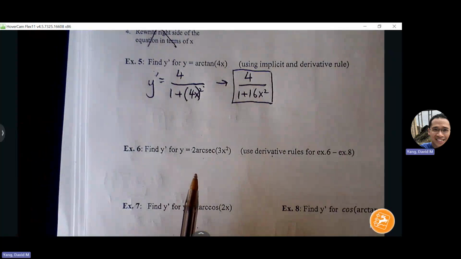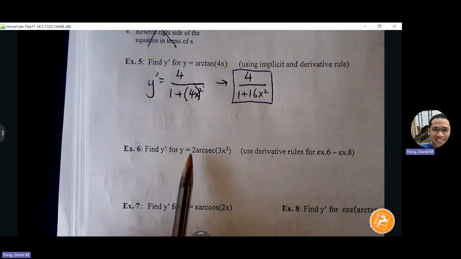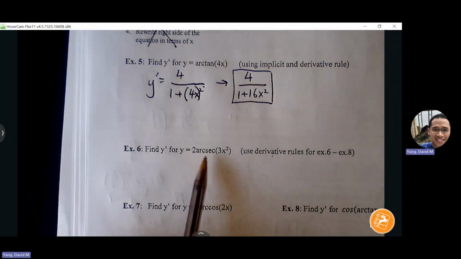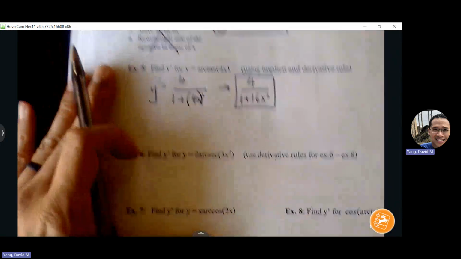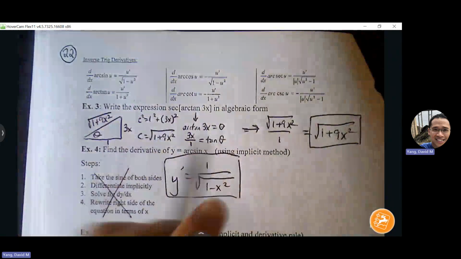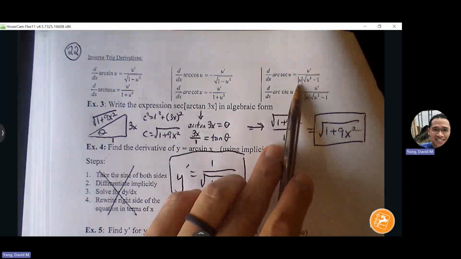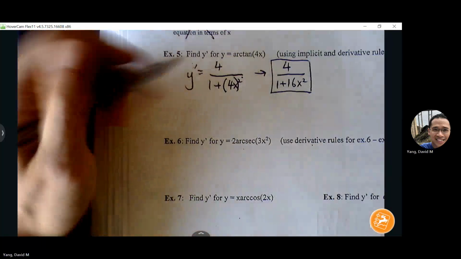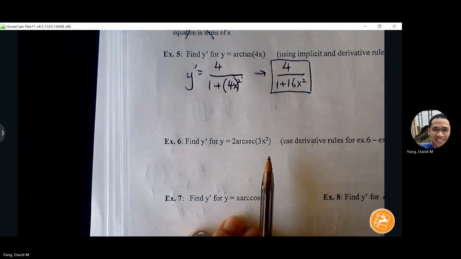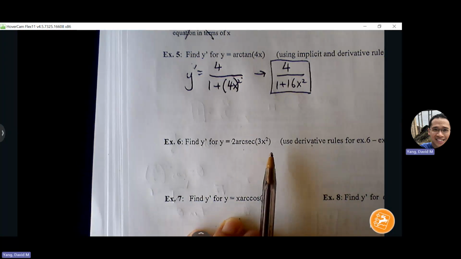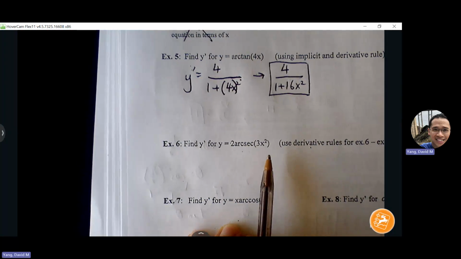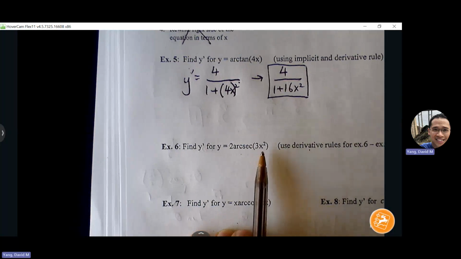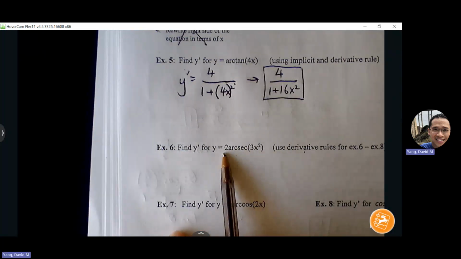All right. Example 6. Find y prime for y equals 2 arc secant of 3x squared. So arc secant is the messiest looking rule here. It's got the absolute value, but we just follow whatever the rule says. Okay. All right, what's u prime here? Well, what's the u value? 3x squared. Okay. What is that 2 going to do?